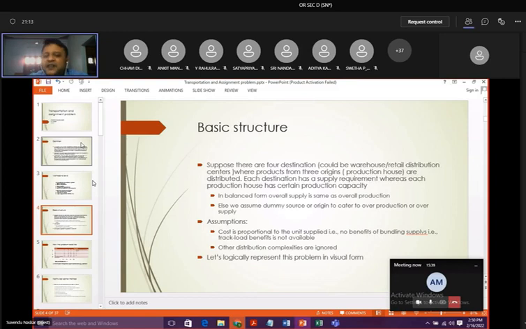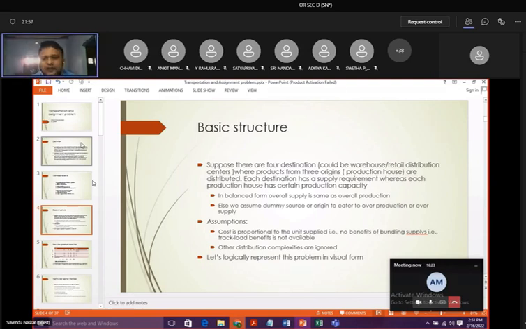Now, the basic assumption in this basic form of the transportation problem is that cost is proportional to the units shipped. Therefore, as I was saying, there are no benefits of bundling of supplies, that is, truckload benefits are not available. So we will assume that your cost is proportional to the amount that you are transporting. That's the basic form. As it becomes more and more complex, we introduce different assumptions. The solution complexity will increase, and that requires more advanced algorithms and possibly advanced software tools.